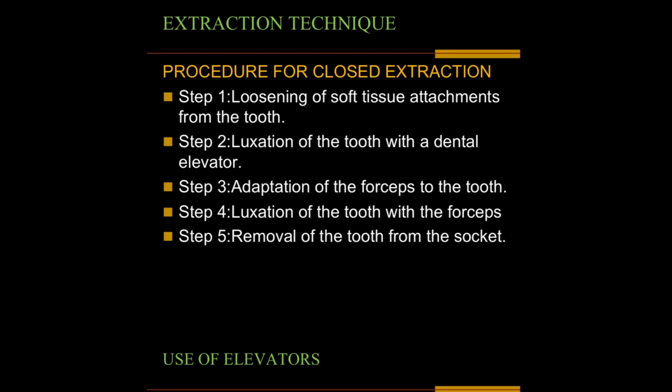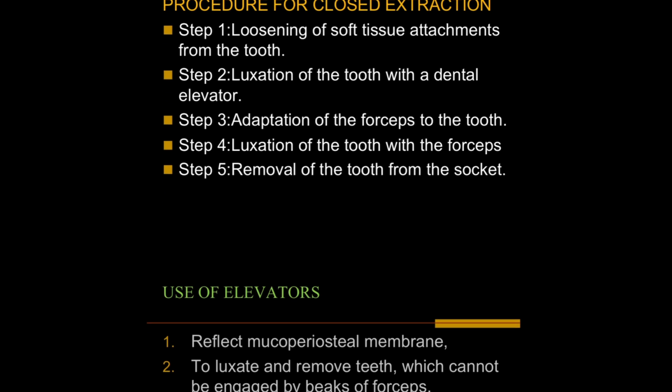luxation of the tooth with the forceps, and removal of the tooth from the socket. But first of all, before starting with these steps, you have to sever the soft tissue attachments of the associated tooth, to check if there is numbness or not, to confirm the effect of the local anesthesia. You have to sever the soft tissue attachments of the concerned tooth. Then you have to start with all these steps.